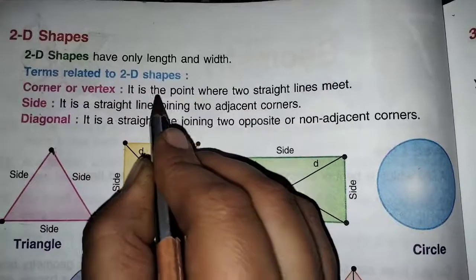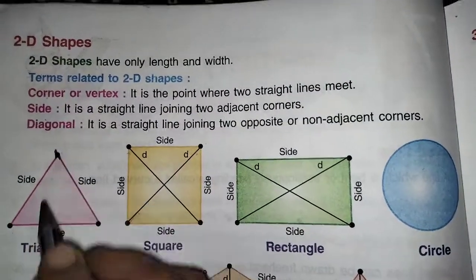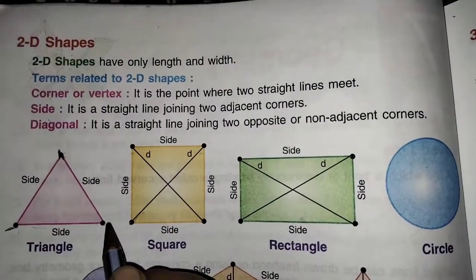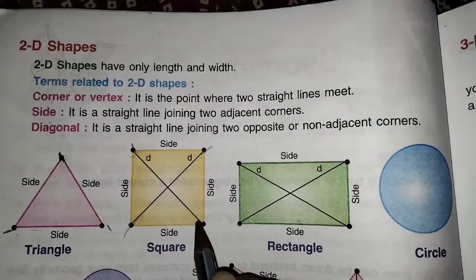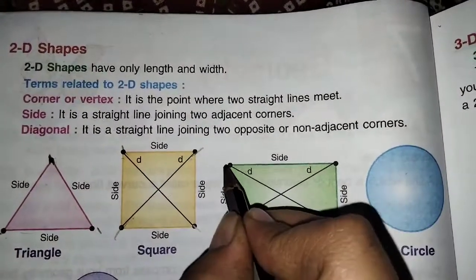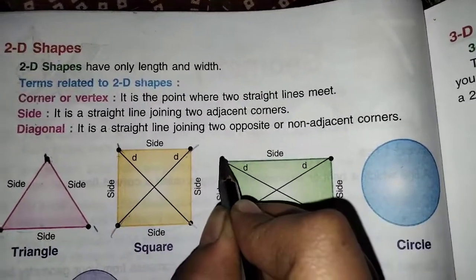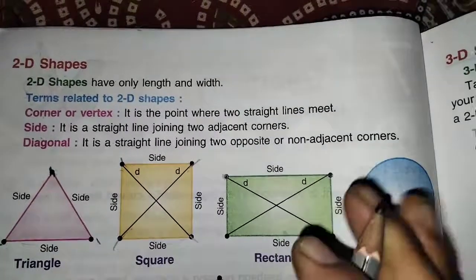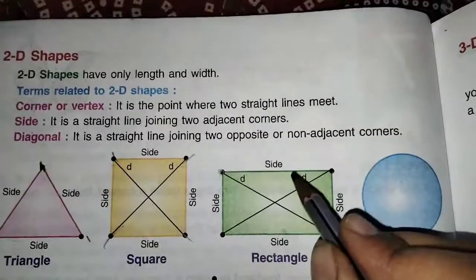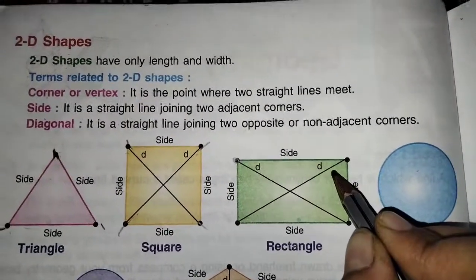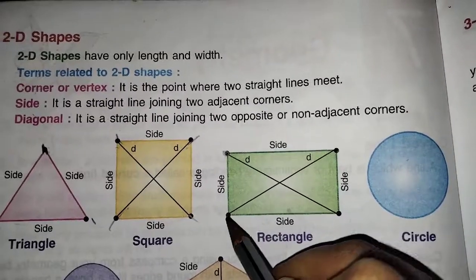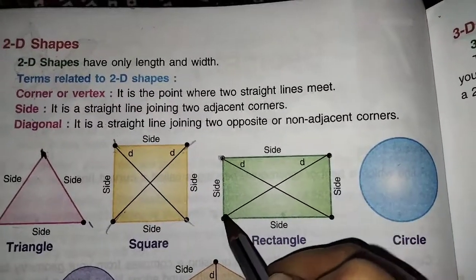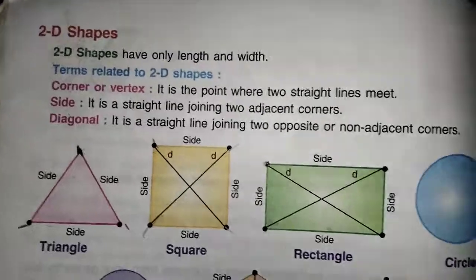And corner or vertex, these are vertices. These are joining the sides. It is also a vertex. Okay, these are vertices or corners. Two lines will meet together. And diagonals means what? Two opposite corners will join together. It is known as a diagonal.